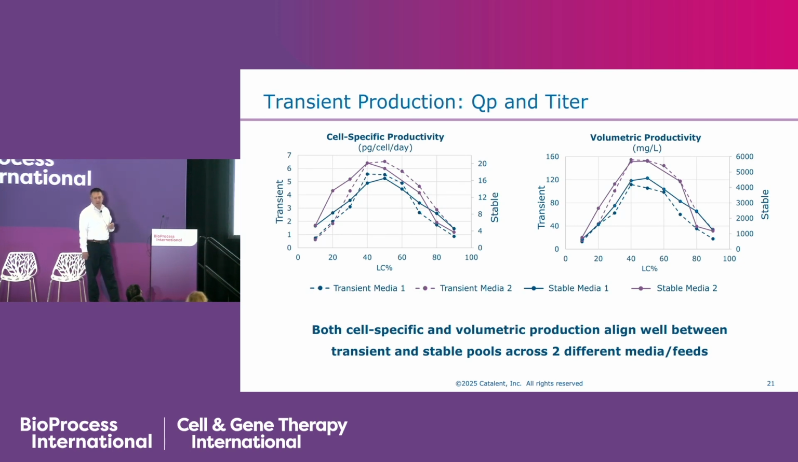And on the right-hand side of the graph is the stable pool, so you see a nice correlation between both medias actually with how the transients perform and the stables perform. And the same for volumetric productivity, that the transients are really telling us which ratio and which expression level is optimal for titer as well.